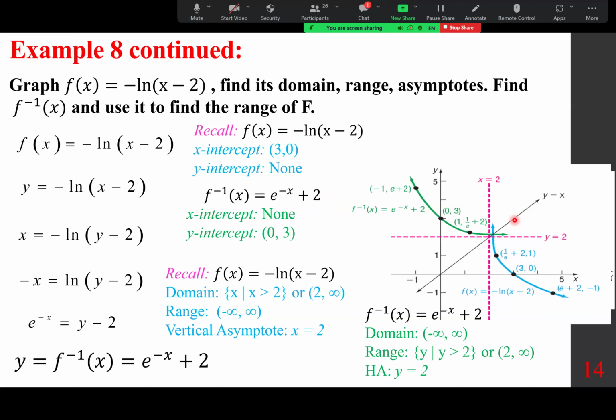So this function was graphed on the previous page, and look, the x equals 2, now y equals 2, the x-intercept of 3, 0, the y-intercept of 0, 3, and of course there are inverse functions, so they are symmetric with respect to the line y equals x. And by the way, if there is a point of intersection, the point of intersection always happens on y equals x because we are interchanging x and y.